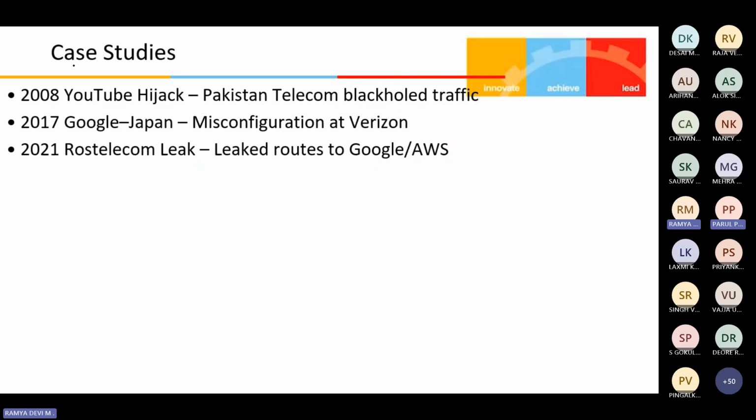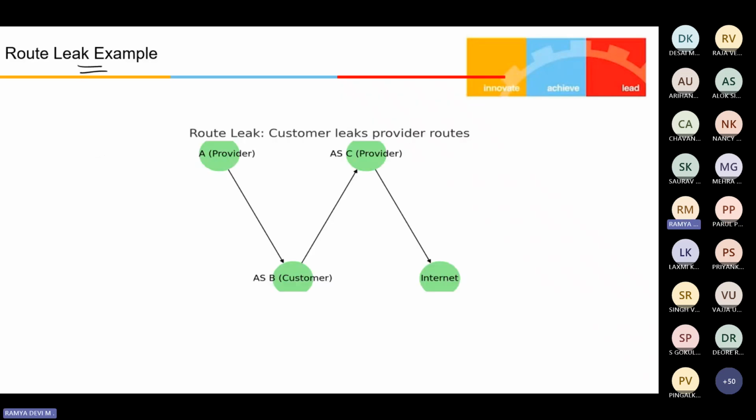No doubt, ma'am. Okay. So this is an example for a route leak. We have autonomous system C, autonomous system B, and autonomous system A. A and C are the providers, and B is the customer. All these are connected to the internet.